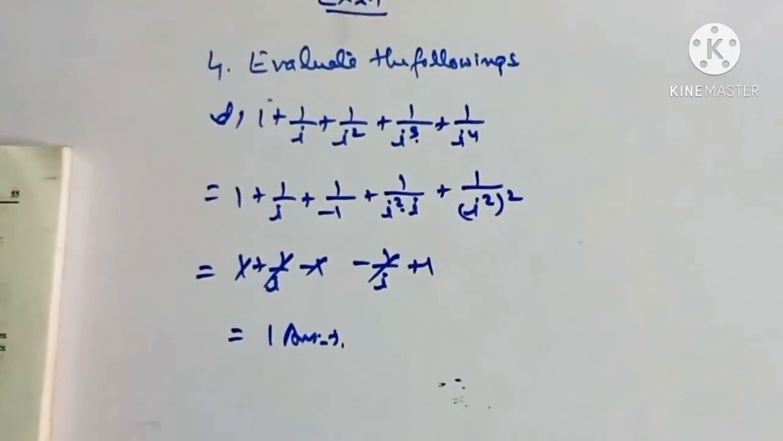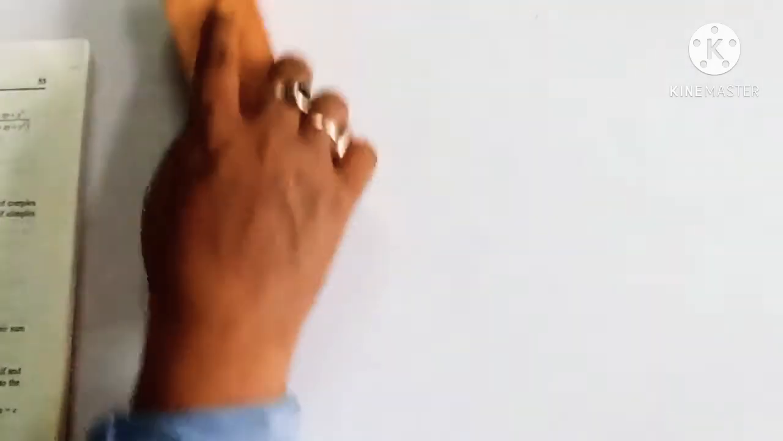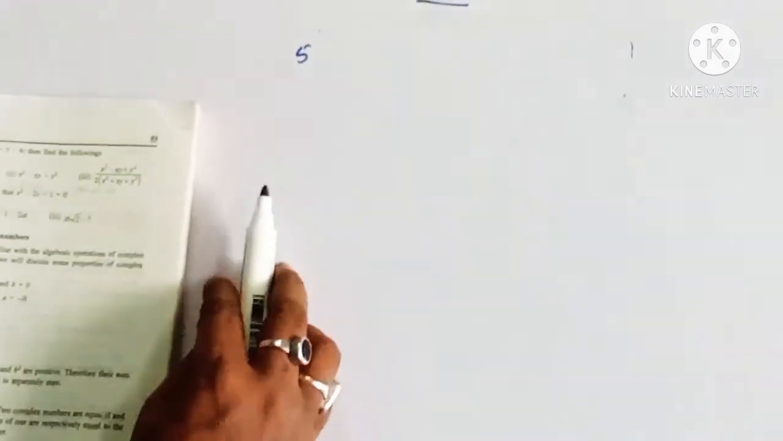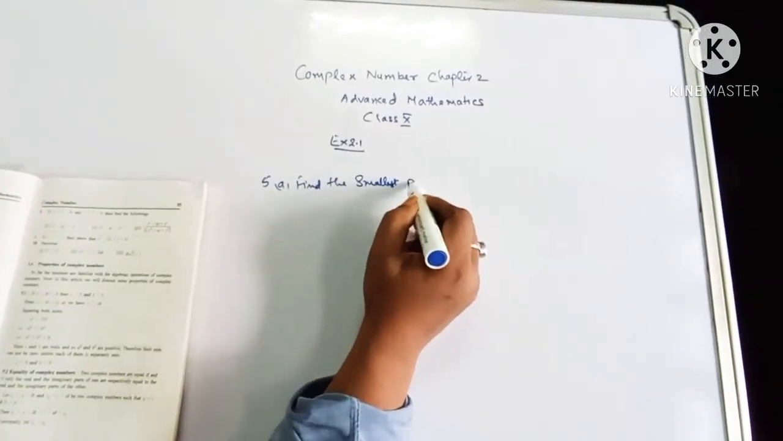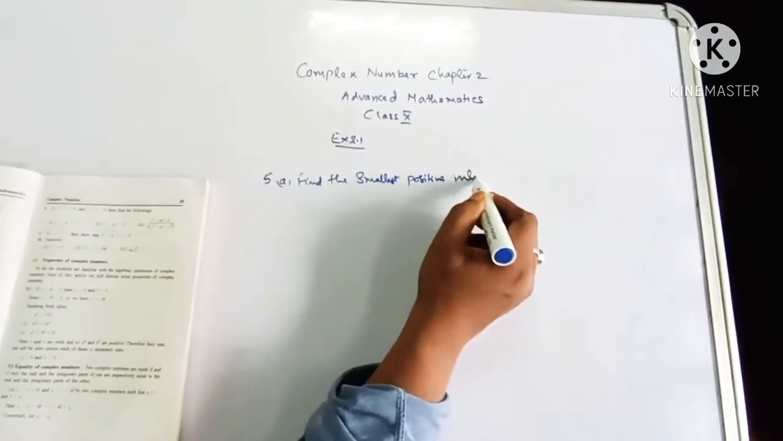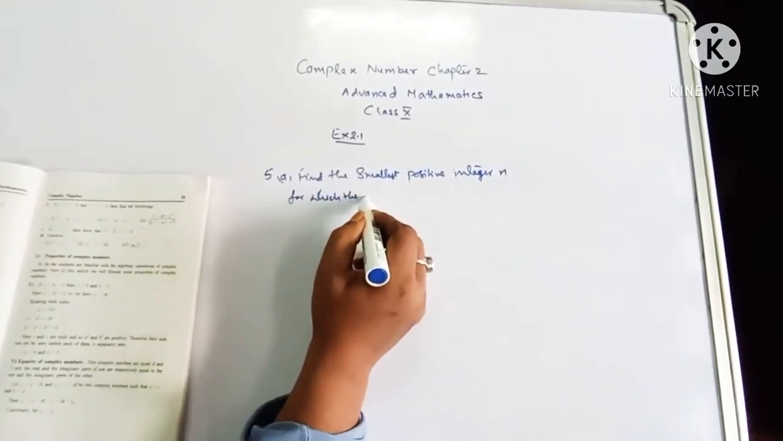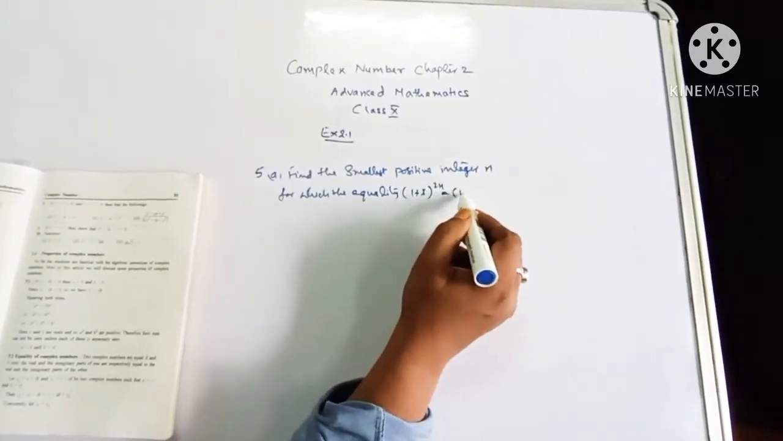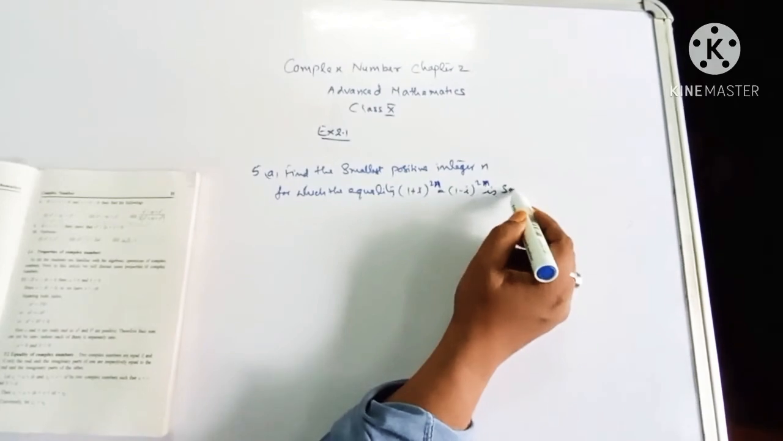Now I am going to question number 5. Find the smallest positive integer n for which the equality 1 plus i to the power of 2n is equal to 1 minus i to the power of 2n is satisfied.